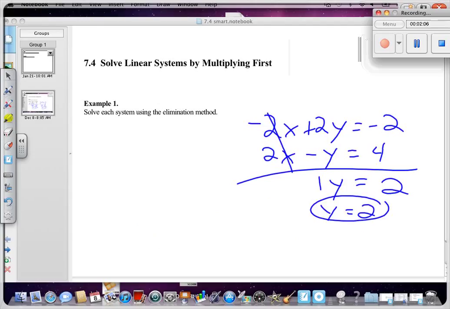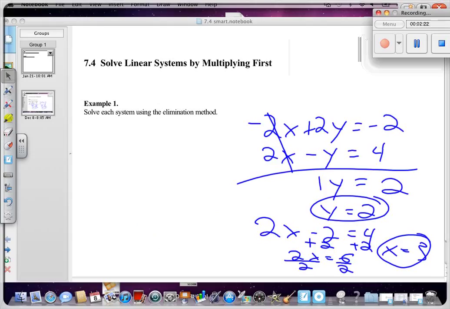Now we're going to plug it back in. Please don't talk while I'm talking. We get 2x minus 2 equals 4. We add 2 to both sides. 2x equals 6. Divide by 2. x equals 3.